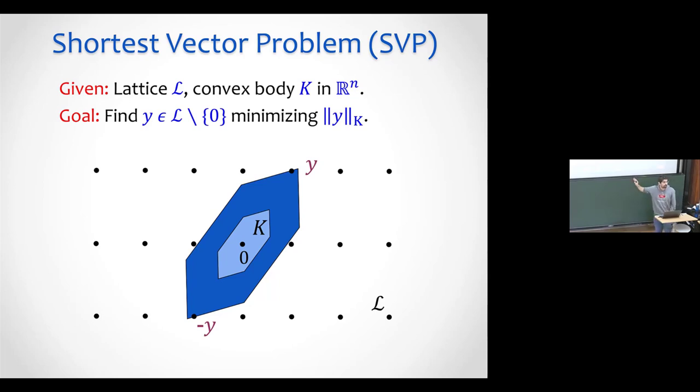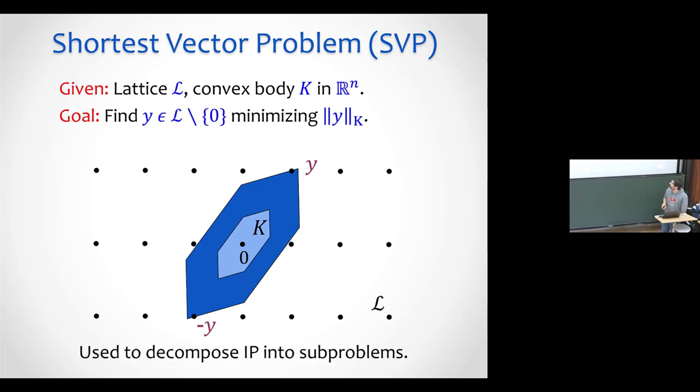But you could also imagine, and this will be important, solving approximate versions of this problem, where you don't exactly output the shortest vector, but you output the shortest vector within a factor of two, or possibly even much bigger factors that depend on the dimension. As we'll see later, this is one of the subroutines you can use to break IPs up into lower dimensional problems.